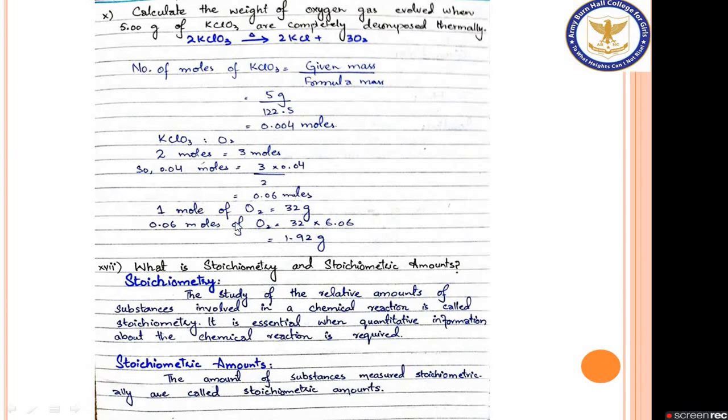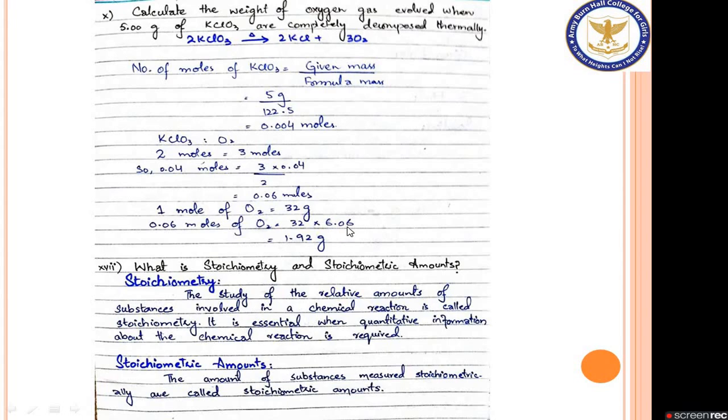And 1 mole of oxygen is equal to 32 grams. So 0.06 moles of oxygen will be equal to 32 multiplied by 0.06 moles, which is equal to 1.92 grams. Right, there is one mistake, there will be 0.06.